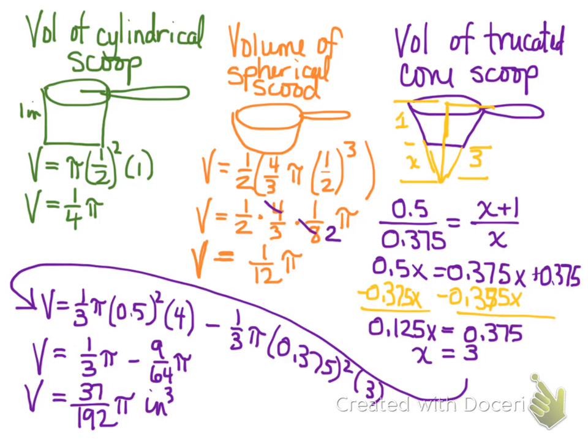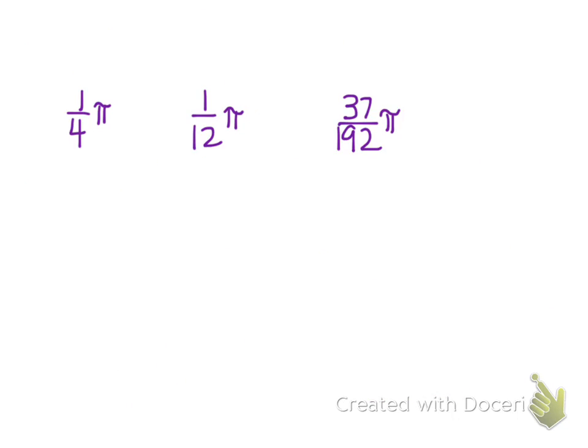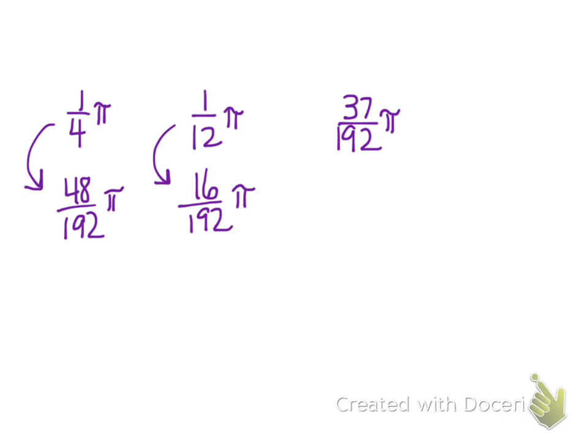All right, let's get a new page here. And so there's those expressions. I had 1/4 pi. This was the cylinder. 1/12 pi was the sphere, and 37/192 pi is the truncated cone. All right, so let's put those with a common denominator just so it's really clear what we're comparing here. So we can see that the sphere is the smallest here, 16/192. The truncated cone is in the middle, and the cylinder is the largest scoop.